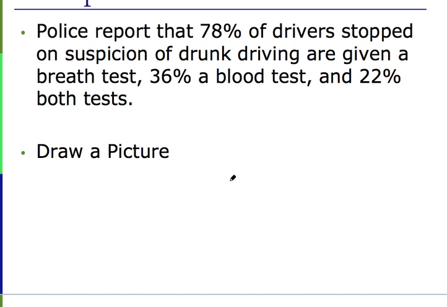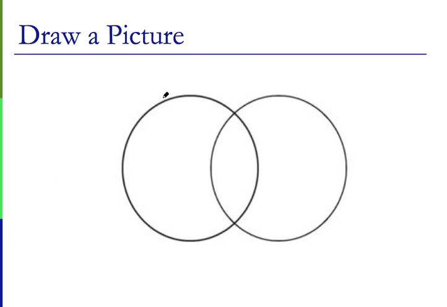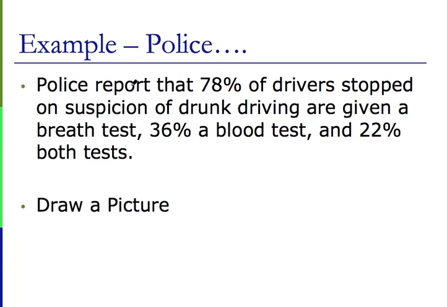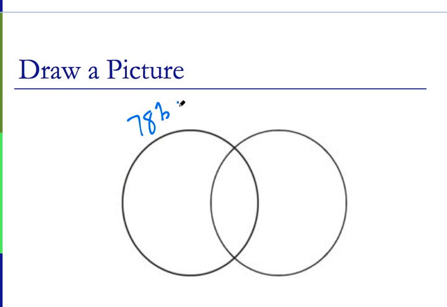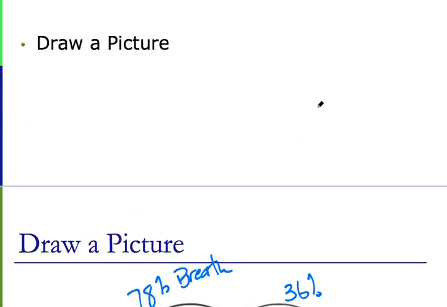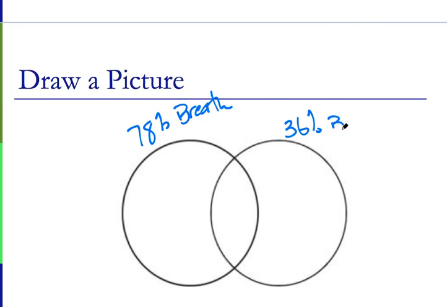I would pause the video and draw the picture. Police report that 78% of drivers stopped on suspicion of drunk driving are given a breath test, 36% a blood test, and 22% both tests. So in my picture, I have 78% here. I forget what it was. I took notes, but I forgot. That is a breath test. So this is breath. And then 36% are given a blood test, and in the middle is 22% are given both. So on this side is 56%, and on this side is 14%.